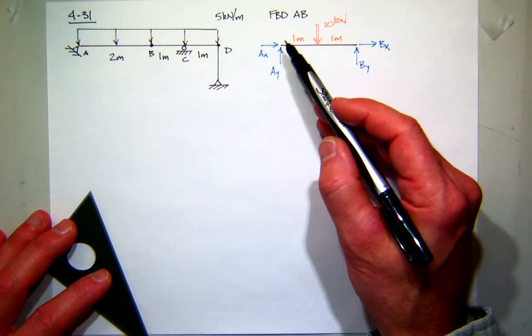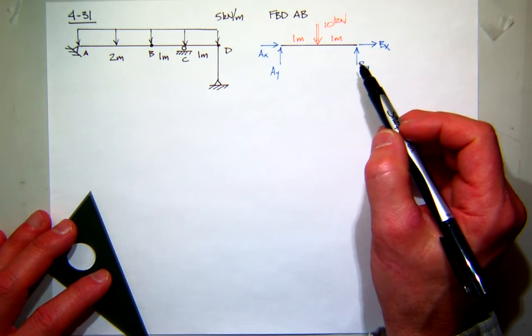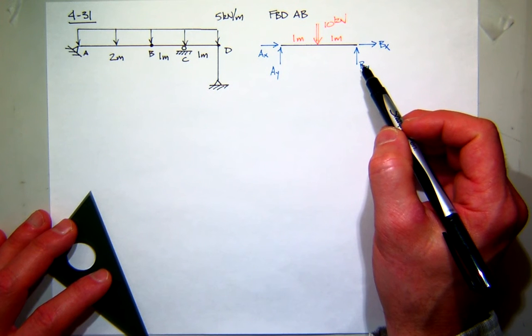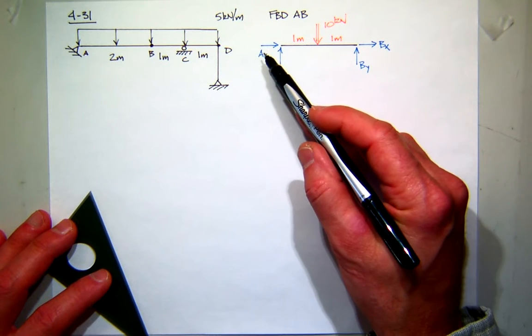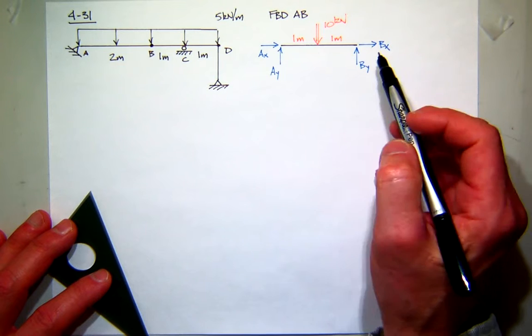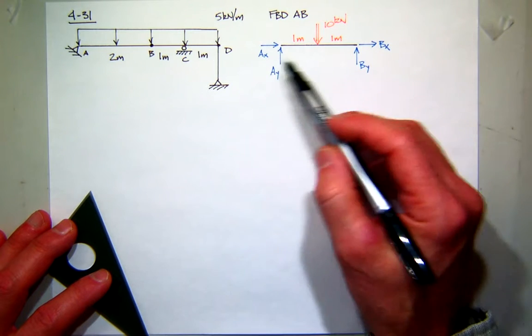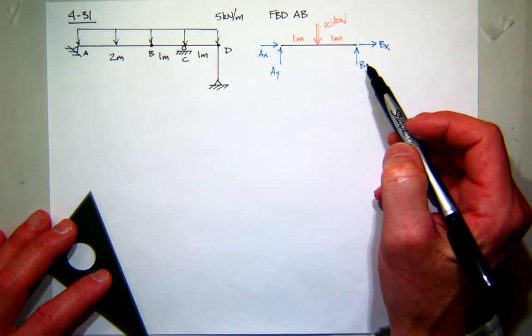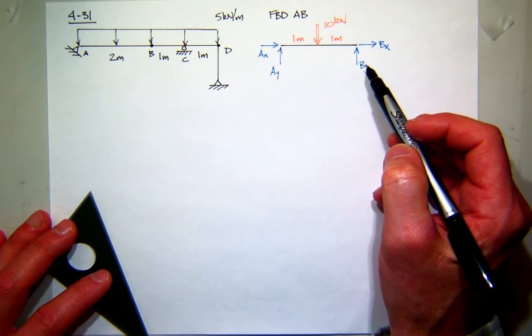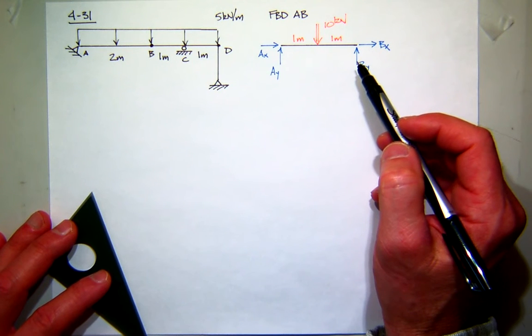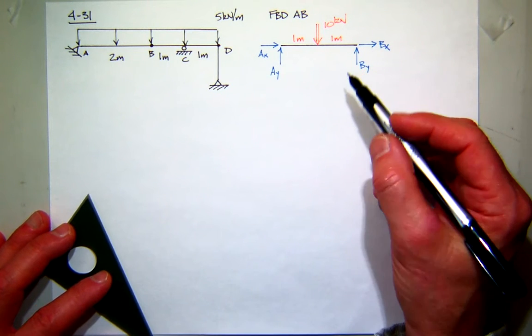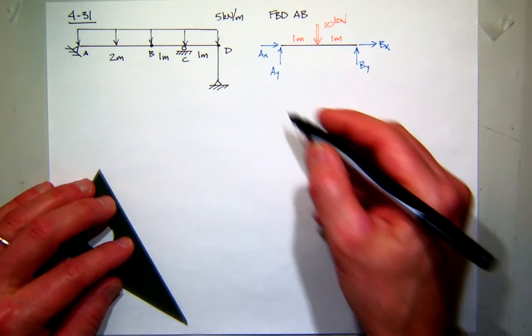What could I do? I could sum moments at A and get BY. Sum forces in the Y direction, get AY. I couldn't get anything in the X direction, right? I could just get that these are equal and opposite. Do I care about the X direction right now? No, I'm drawing shear force and bending moments, so it's really not a huge concern. So let's just plow ahead and see what we get.